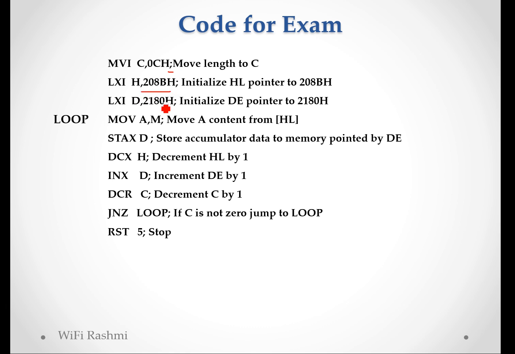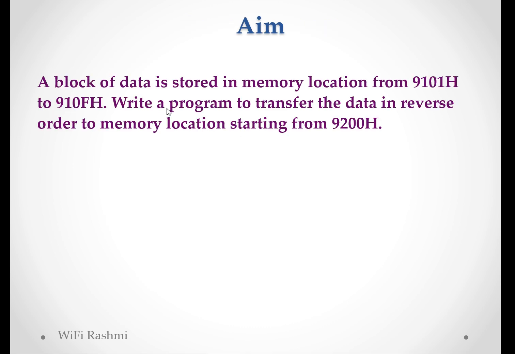Just go through the location you are getting in your exam. Like there is one board program where the block length is from 9101 to 910F and you have to transfer this data in reverse from 9200. If you check the block length, from 1 to F, that is F means 15. Subtract one value from 15, so you have a total of 14 values to reverse. And where you have to store the reversed values is given, that is 9200.